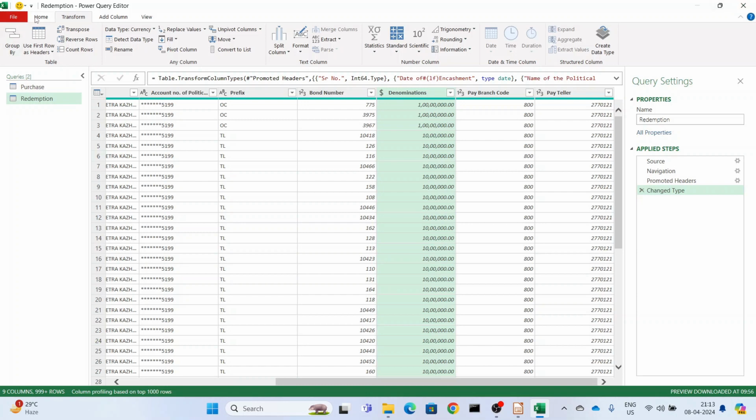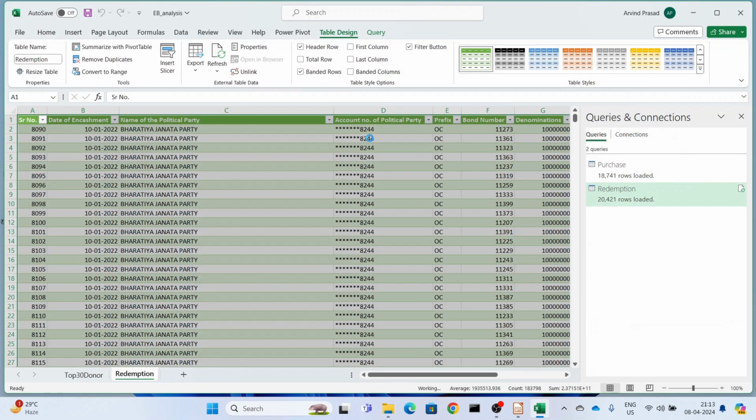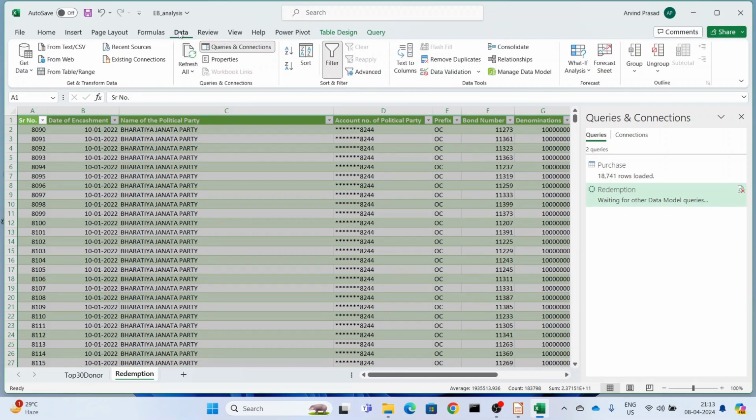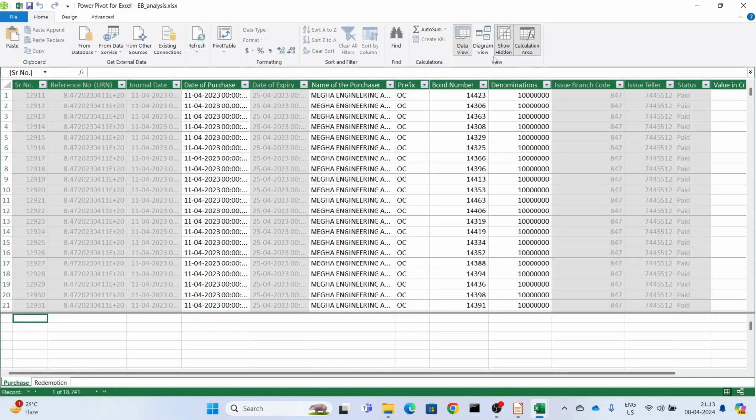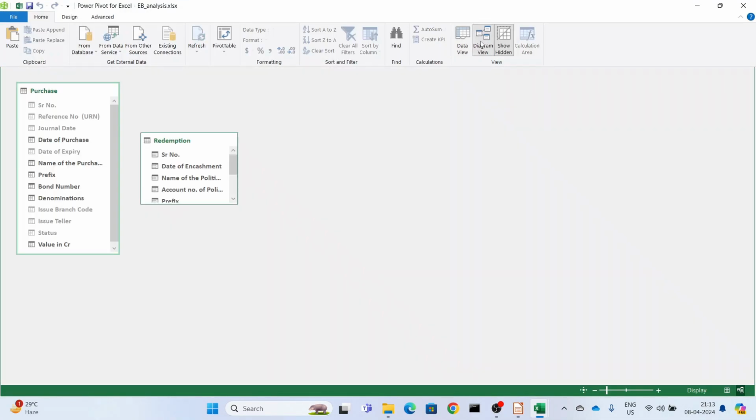So what we do is we close it, and we go to data. Before that, yes, let's save it. Now we go to data. From data, we go to manage data model and we go to diagram view.